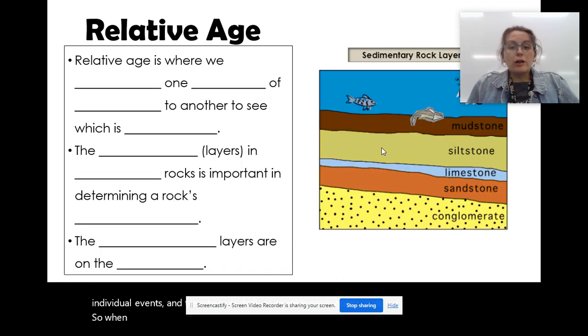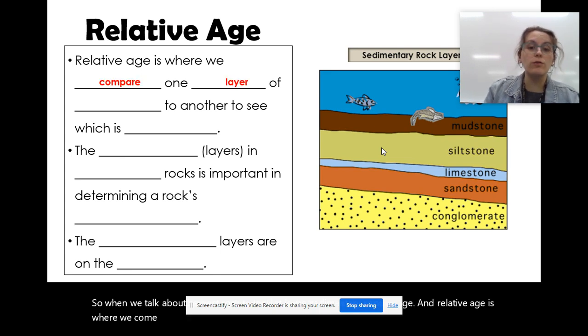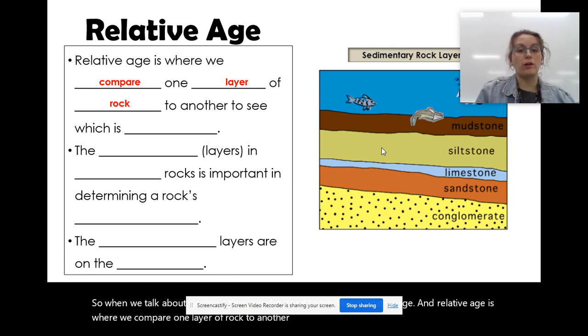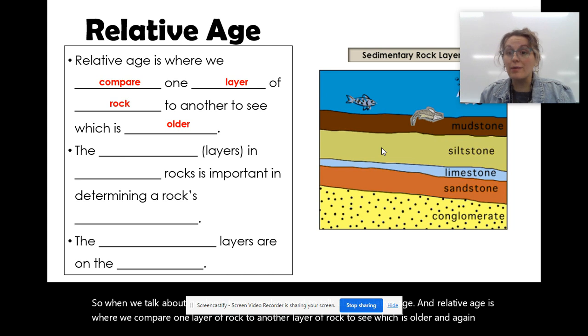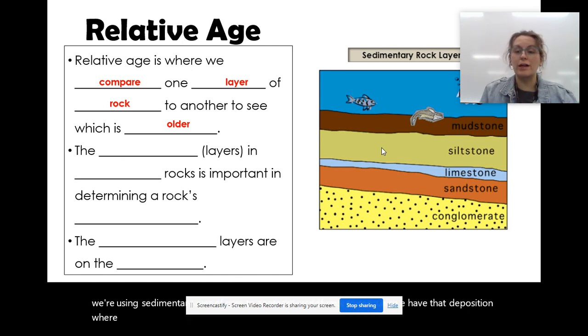So when we talk about geologic time, we also need to talk about relative age. And relative age is where we compare one layer of rock to another layer of rock to see which is older. And again, we're using sedimentary rocks because it lays down different layers. Okay, we have that deposition where it's laying down the layers.